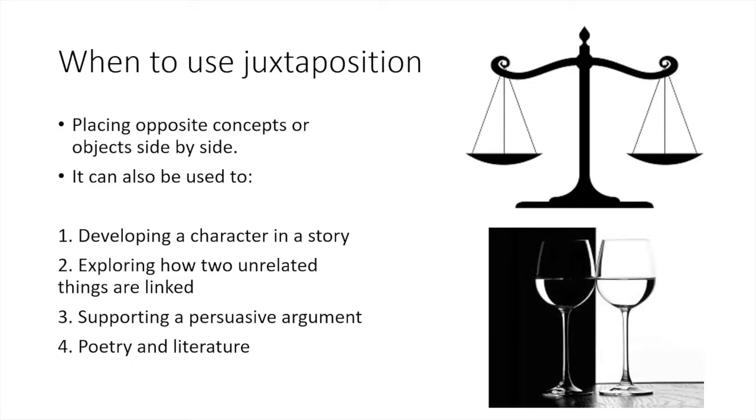You will see that I added the image of the wine glasses. That is exactly what juxtaposition is, two contrasting ideas and images over here. Then we also have the scales. You can also think of it as having an equal scale. The black contrast is equal to the white contrast, whereas in literature, the one part of the sentence must contrast the other part of the sentence.